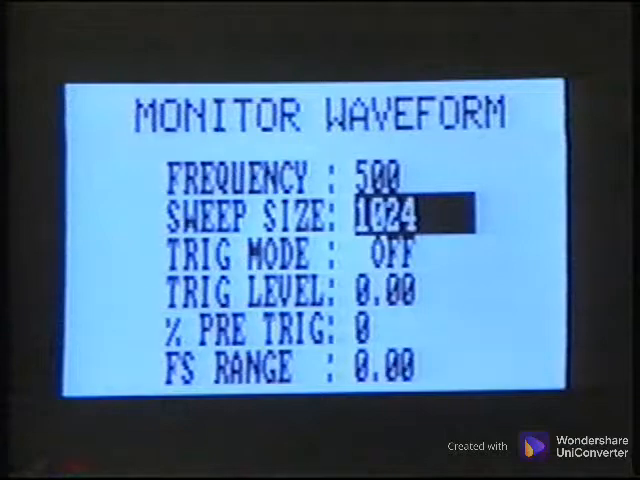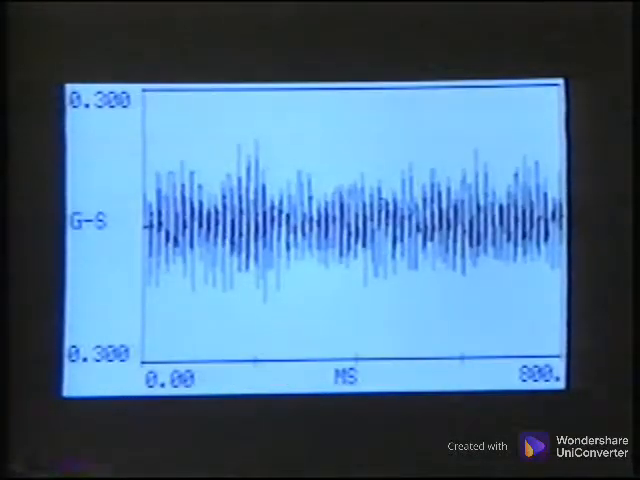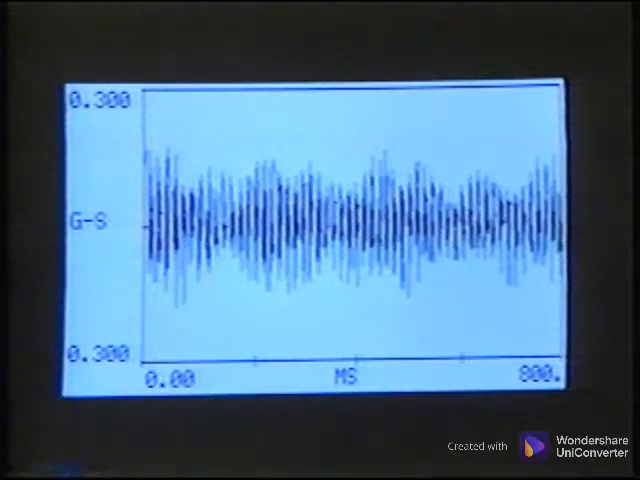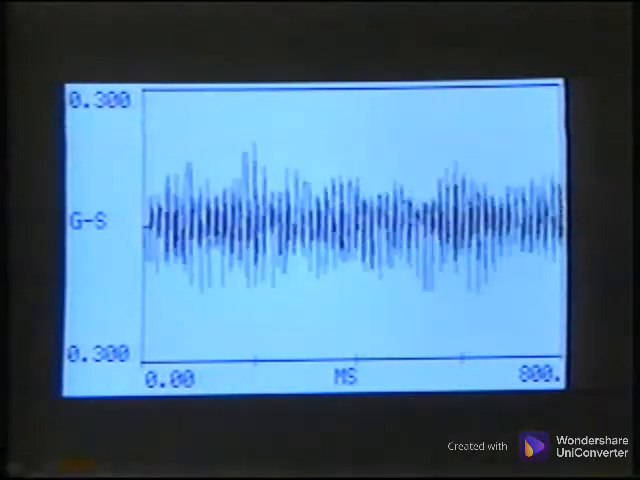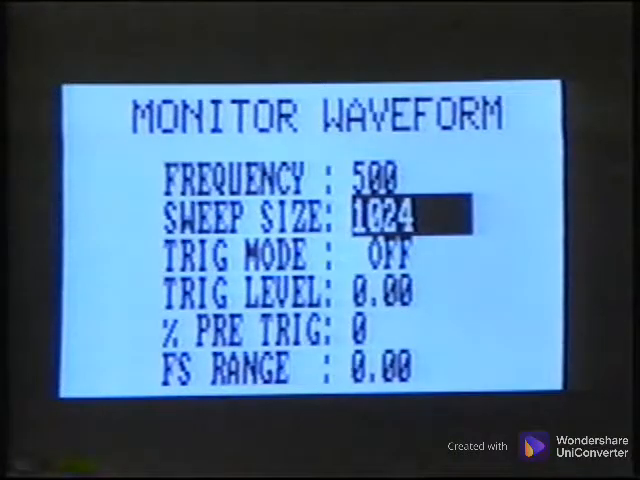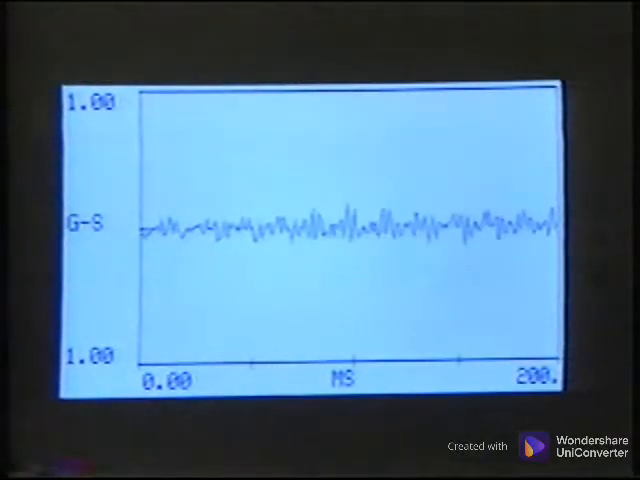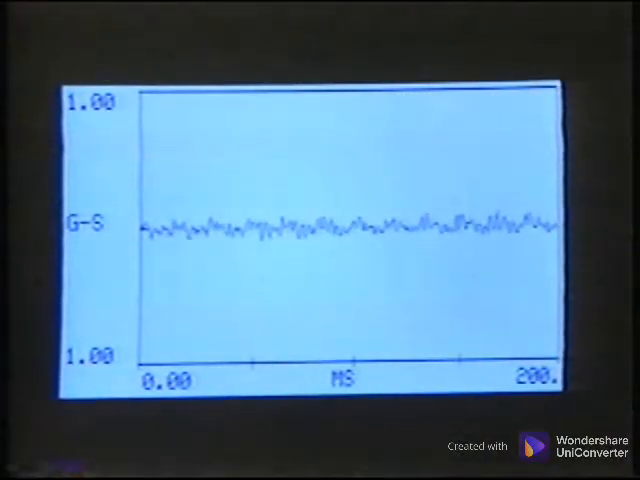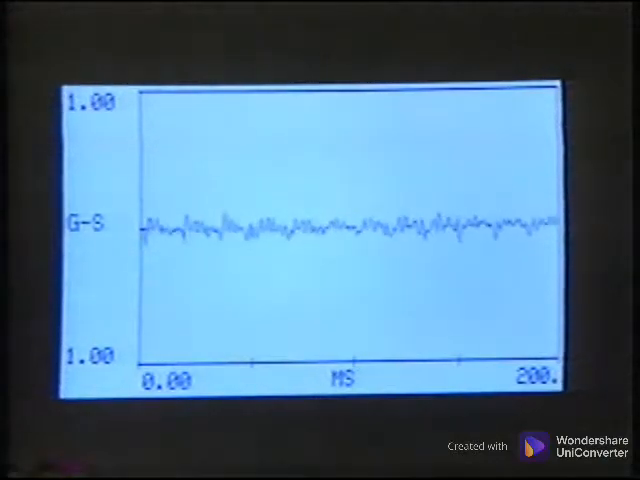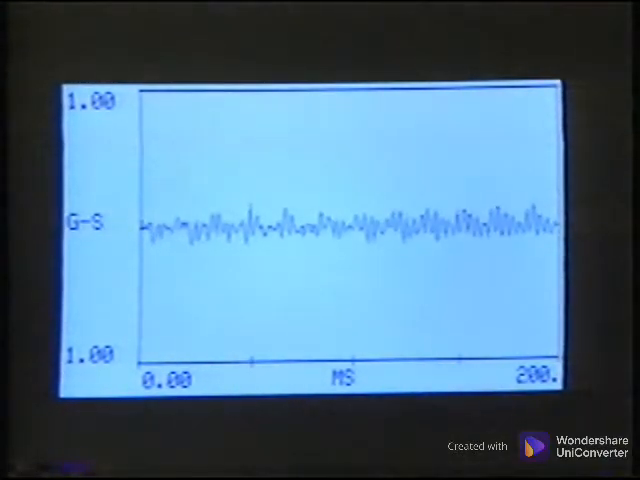Setting the sample size to 1,024 points and monitoring the waveform, notice all the detail of the waveform with the energy showing random impacting. Now changing the number of sample points to 256 will have only 1/4 as many points in the waveform. Notice the waveform is fairly smooth without much indication of impacting. It is much more difficult to accurately determine the condition of the machine with this little information.